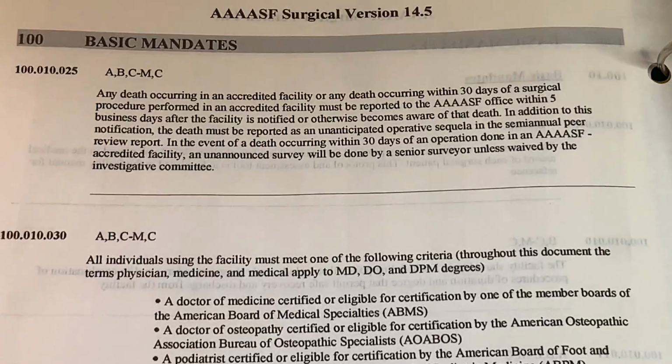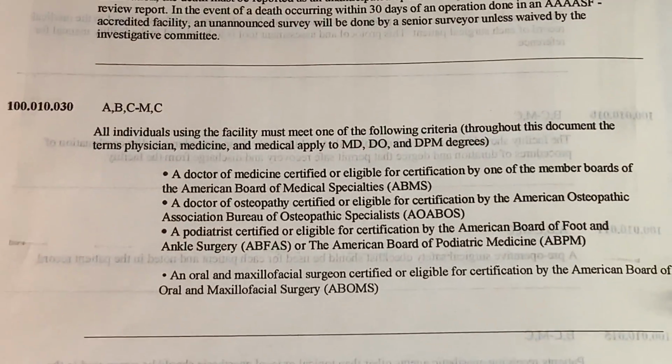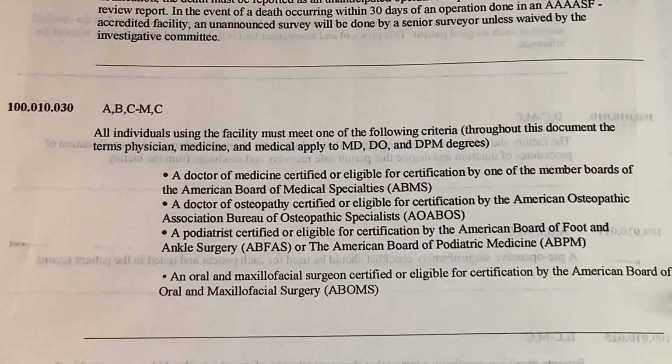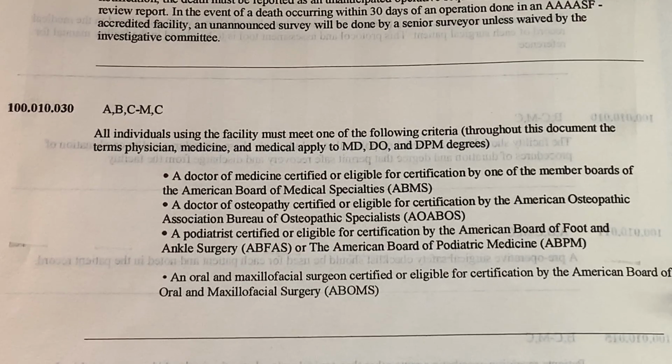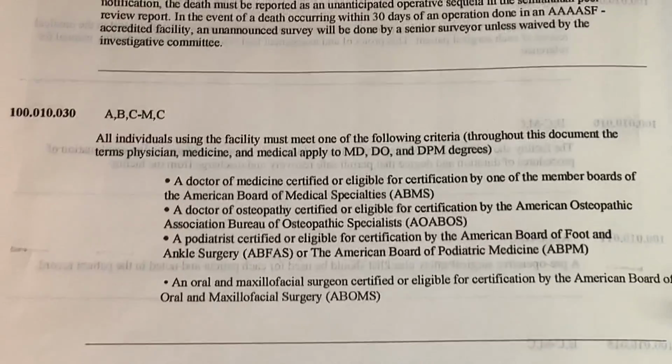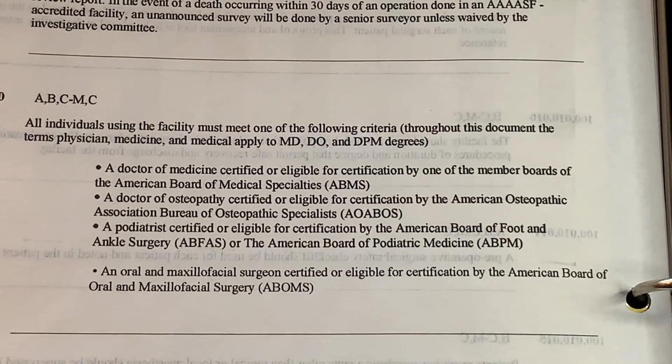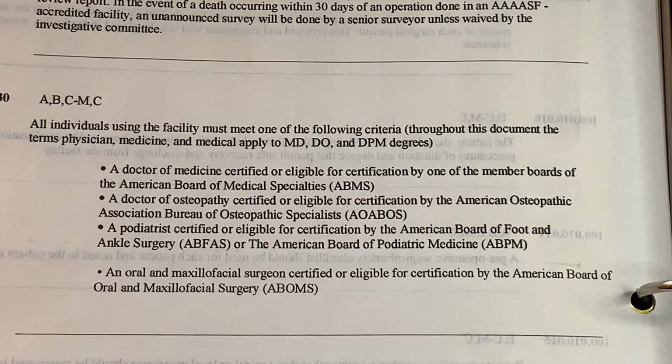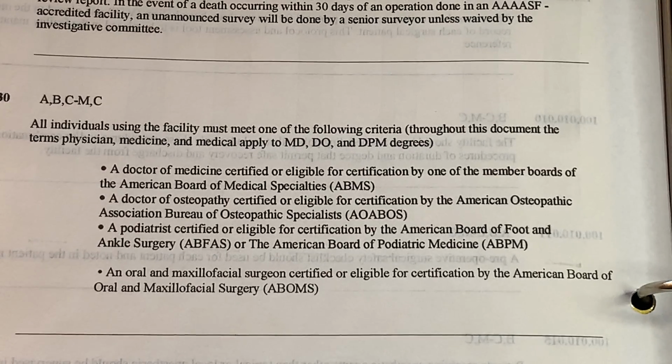All individuals using the facility must meet one of the following criteria throughout this document. The terms physician, medicine, and medical apply to an MD, a DO, and DPMs. Okay? A doctor of medicine or eligible for certification by one of the member boards of the American Board of Medical Specialty, ABMS. A doctor of osteopathy, certified or eligible for certification.